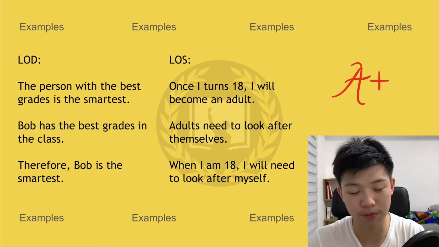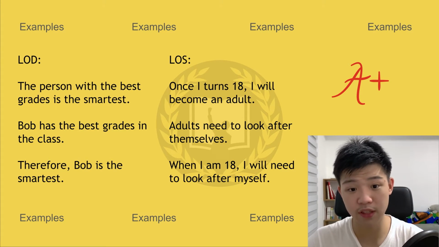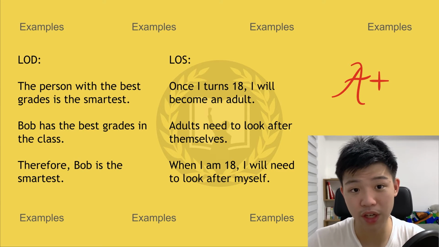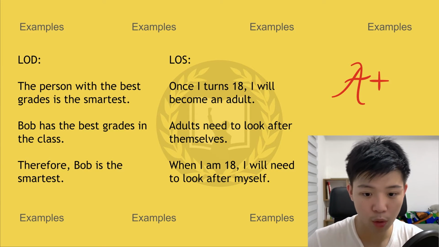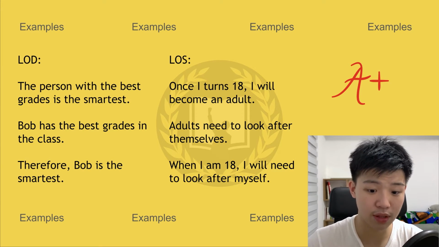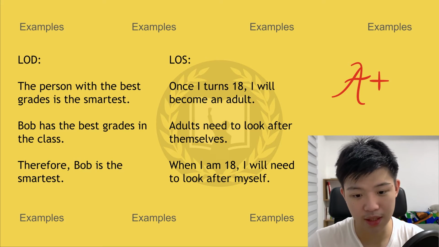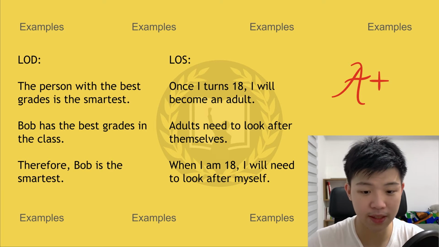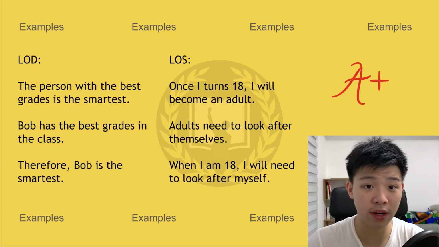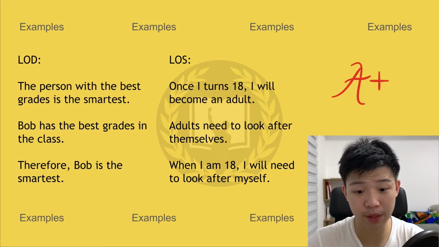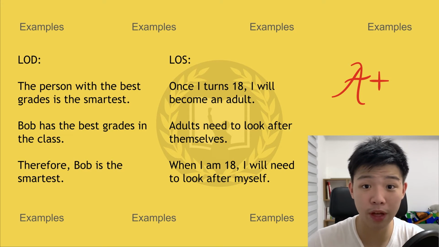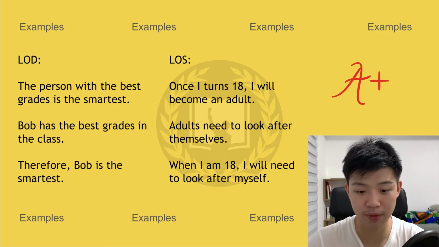Logically speaking, that's true. And as for the law of syllogism, an example would need 3 statements. First statement is, once I turn 18, I will become an adult. I will become an adult is the second statement. And adults will need to look after themselves, since they need to be independent. This is the third statement. So using that, we can conclude that when I turn 18, I will need to look after myself, because when I turn 18, I will become an adult who then needs to take care of themselves.